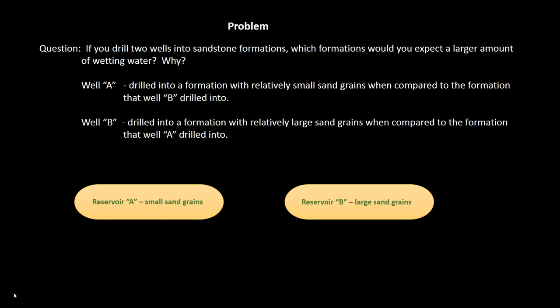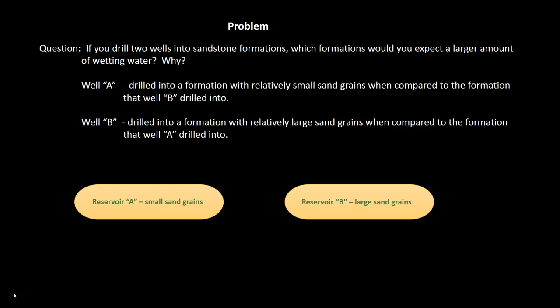Let's look at a problem, something like you might find on an exam. If you drill 2 wells in a sandstone formation, which formation would you expect a larger amount of wetting water to be? Why? Well, let's look at the 2 formations. We have well A and well B. Well A drilled into a formation with relatively small sand grains when compared to the formation that well B drilled into. Well B drilled into a formation with relatively large sand grains when compared to the formation that well A drilled into.